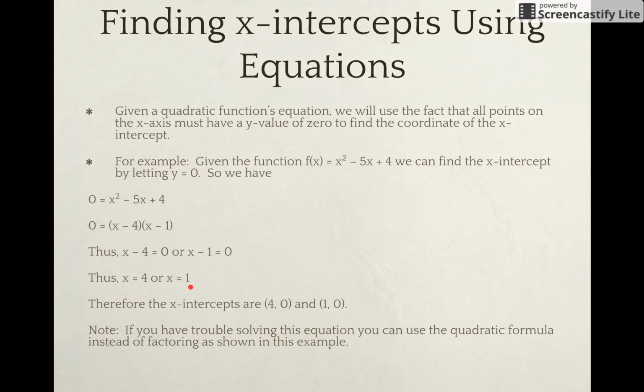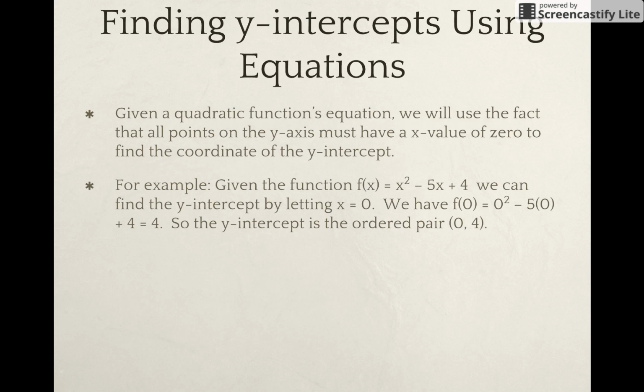Solving for x in each of these cases, we have x = 4 or x = 1. Both of those x values make this equation true, and so both of these x values are solutions to that equation. Pairing them back up with their y values, we have the ordered pair (4, 0) and the ordered pair (1, 0) as our x-intercepts. There are also electronic ways of solving these equations. You can use a graphing calculator or Wolfram Alpha to solve this kind of equation.